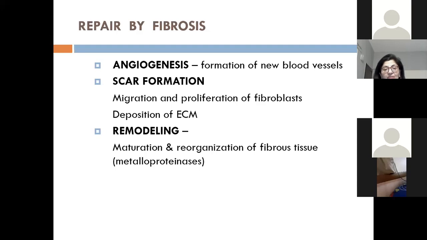So initially, the fibrous tissue that is deposited is very haphazard. After that, it has to be remodeled to come into alignment and as close to the normal architecture as possible. That process is called remodeling, and this is done by metalloproteinases. We'll talk about each of these steps now separately. Let's talk about angiogenesis, which is the first step in repair by fibrosis.